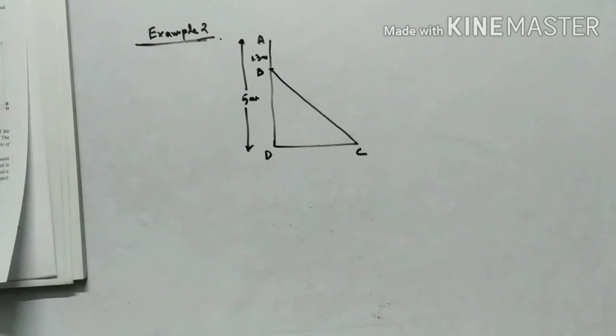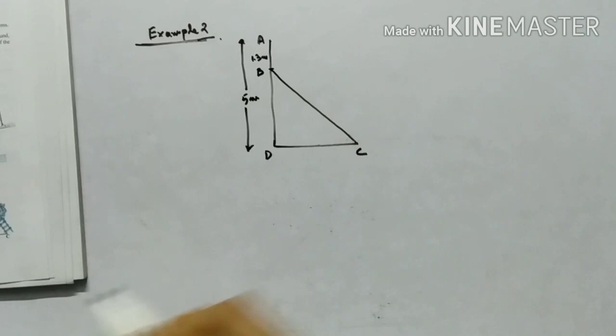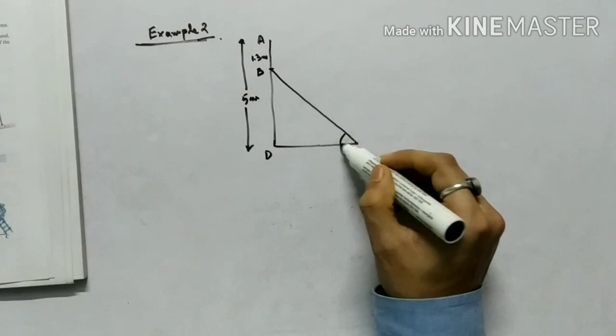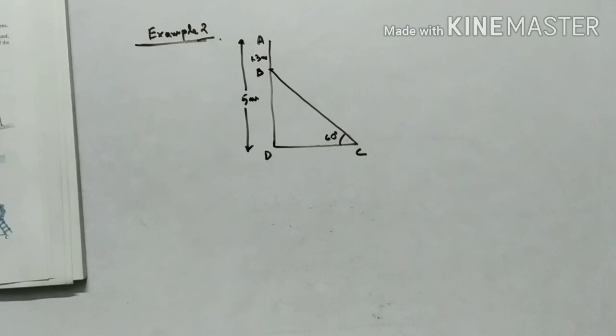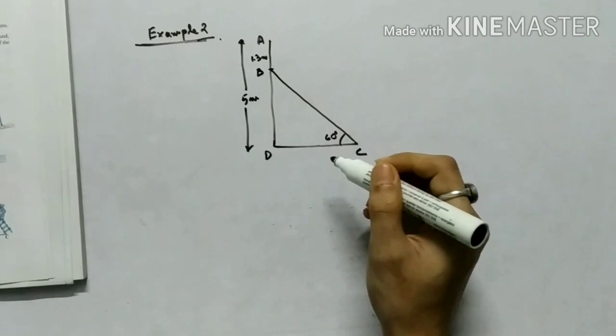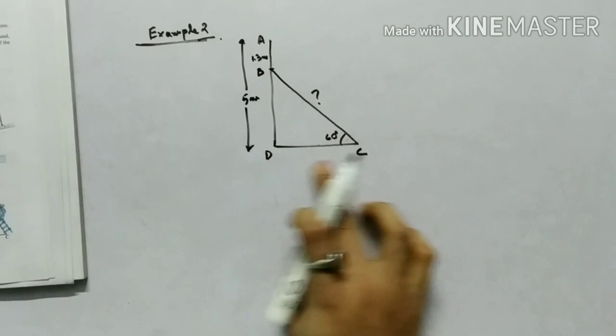Next, when inclined at an angle of 60 degree. So this ladder is inclined at an angle of 60 degree with the horizontal, or with the ground. So I have to find the length of the ladder, that is BC value. And then the next, how far from the foot of the pole, that means this DC. DC value I have to find. Two values I will have to find.